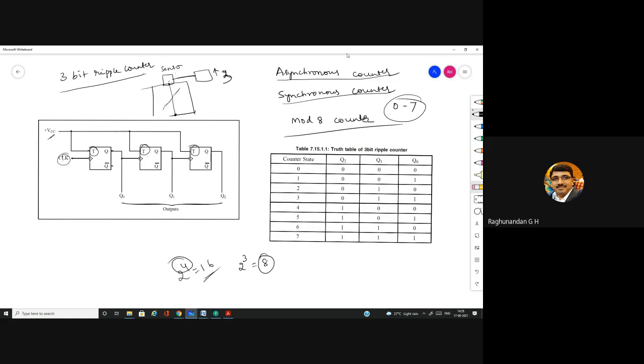So you need to use 4 flip-flops to count 16. 16 means 0 to 15, and 8 means 0 to 7. Suppose they ask for some higher value, then you can use that many flip-flops. So 2 to the power of n determines the count. Based upon this count, you can decide how many flip-flops to use.